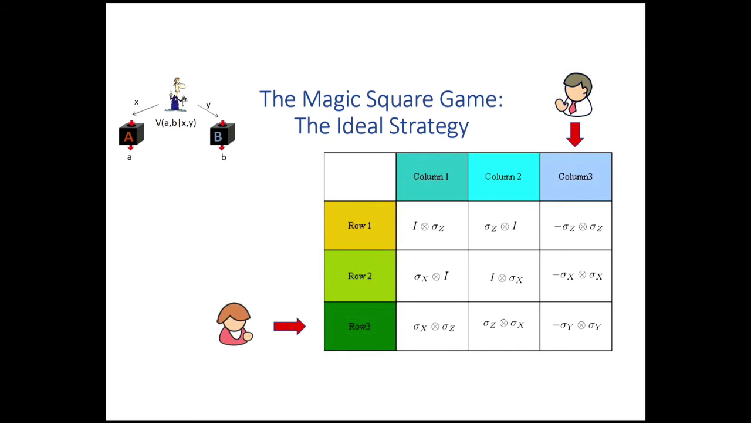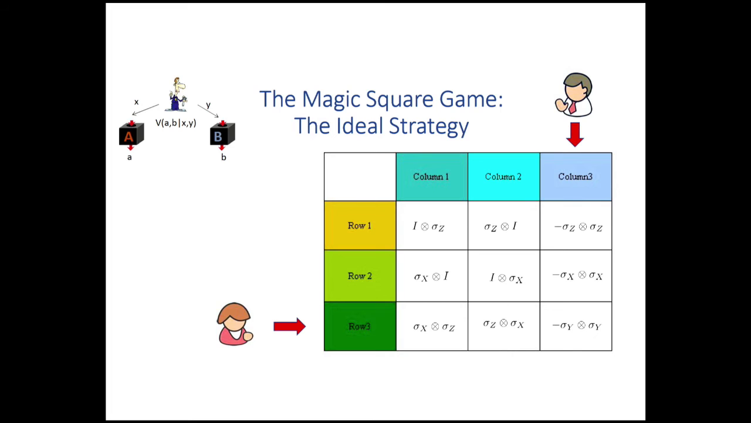So Alice and Bob, the two black boxes, share a pair of EPR pairs. And they have this box full of observables. And every time the referee tells them a particular row or column, they report their answers for each box in that row or column by measuring the observable in that box.